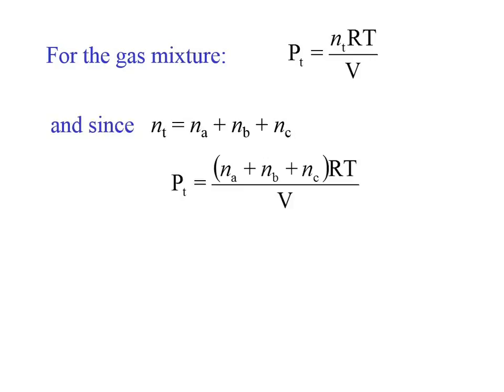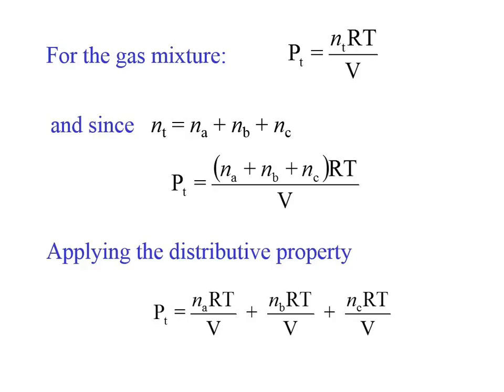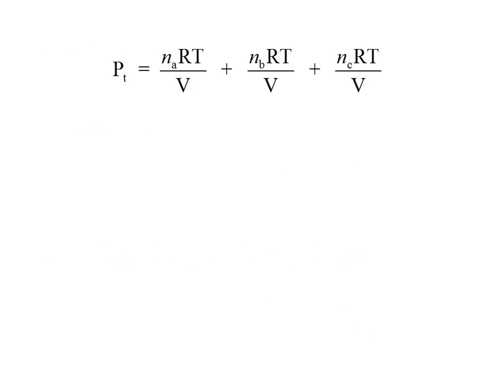Okay. So we know we can distribute that sum, the quantity Na, the moles of A plus the moles of B plus the moles of C, through the product and the quotient. Okay, so it looks like this. We can distribute it back out into this, where obviously those individual ones represent the partial pressure of A, partial pressure of B, and partial pressure of C.